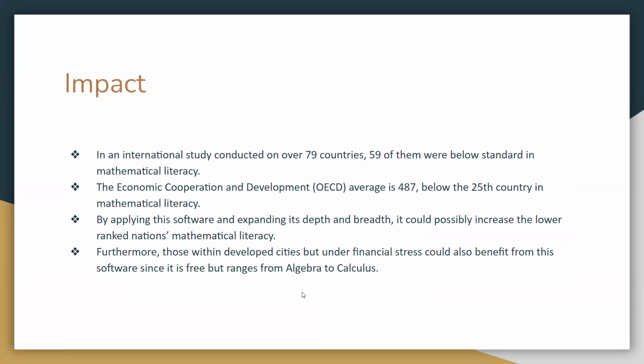Now, in an international study conducted with over 79 countries, 59 of them were below standard in mathematical literacy. The Economic Cooperation and Development Corporation's average is around 487, which was actually below the 25th country ranked out of the 79 in mathematical literacy. By creating this software and possibly expanding its depth and breadth in the future, it could possibly lower these ranked nations' mathematical illiteracies, making them more effective in educating their youth.